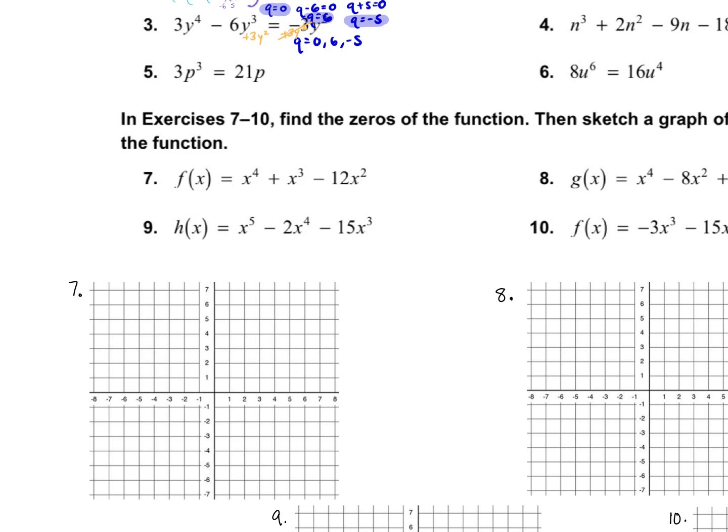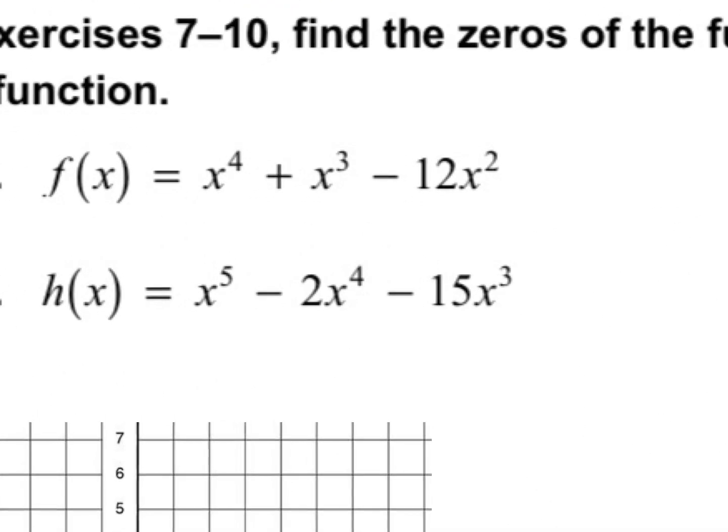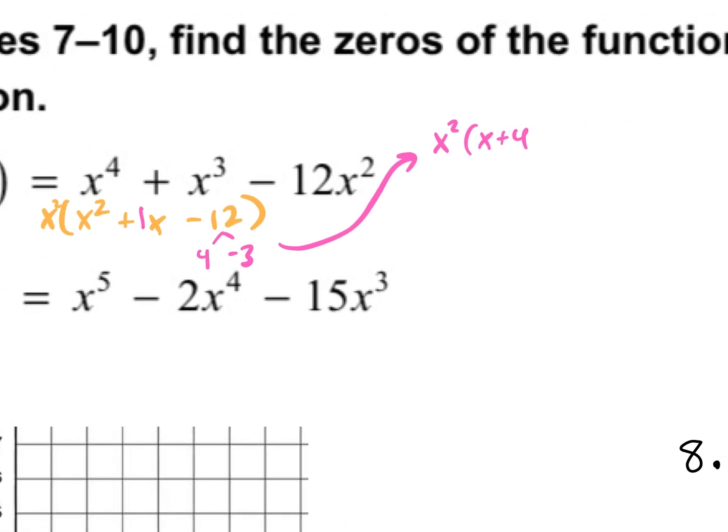So here we are finding the 0s, just like what we did above, and then sketching the graph. So we first have to solve. What would I do first to solve number 7? Take out an x squared. So x squared would come to the outside. I'm left with x squared plus x minus 12. Now, do we have two factors of negative 12 that add to 1? Yeah. 4 and negative 3. So this would factor into x squared times x plus 4 times x minus 3.